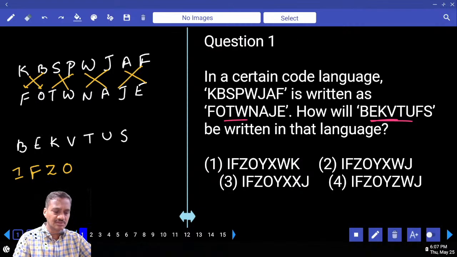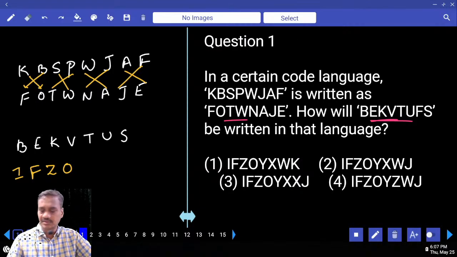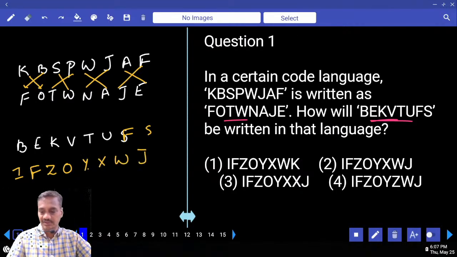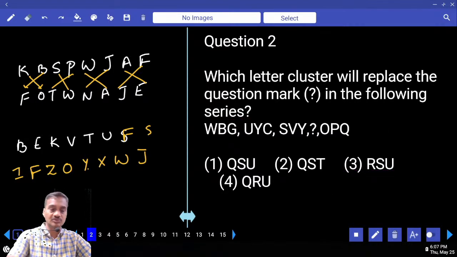And next one, BEKV, TUFS. Now here, U plus 4 is Y, this is X, S plus 4 is W, and this is Z. Then what is your answer here? Choice 2, IFZOYXWZ. Then coming to question number 2.